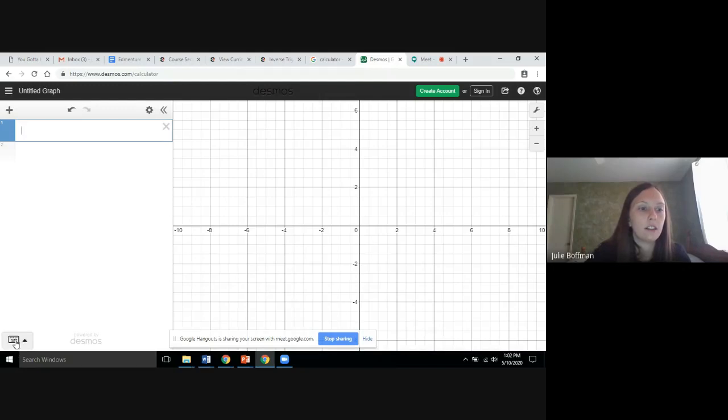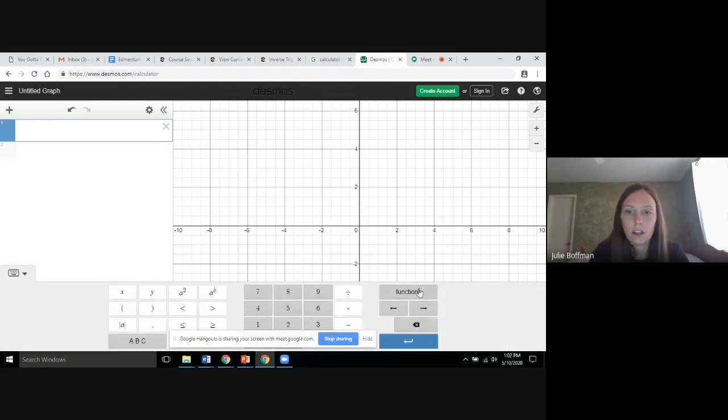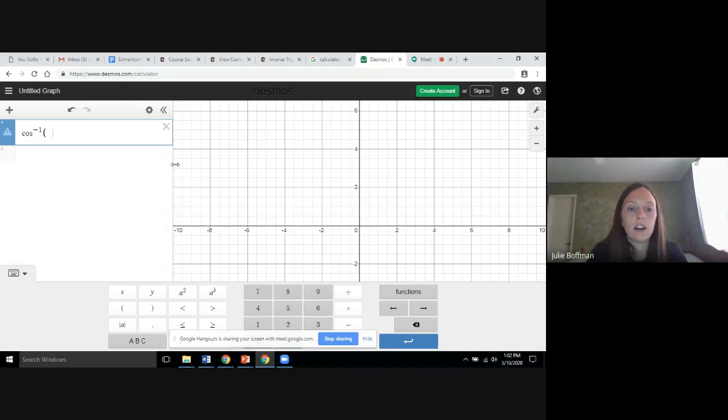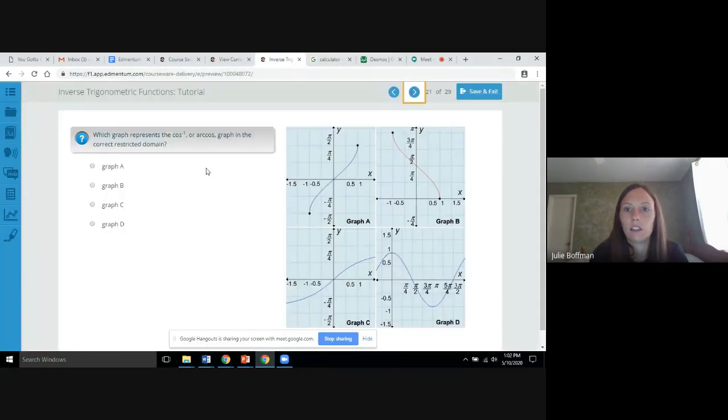I'm going to use their keyboard. Go to Functions, and then they have these inverse functions right here. We're not using the H stuff. We're using this column with the -1, and you put X. And it's this one. Now you could get your x-axis how you want or the y-axis how you want, but it's the one that's above the x-axis. So which one looked like that? It would be this graph B.